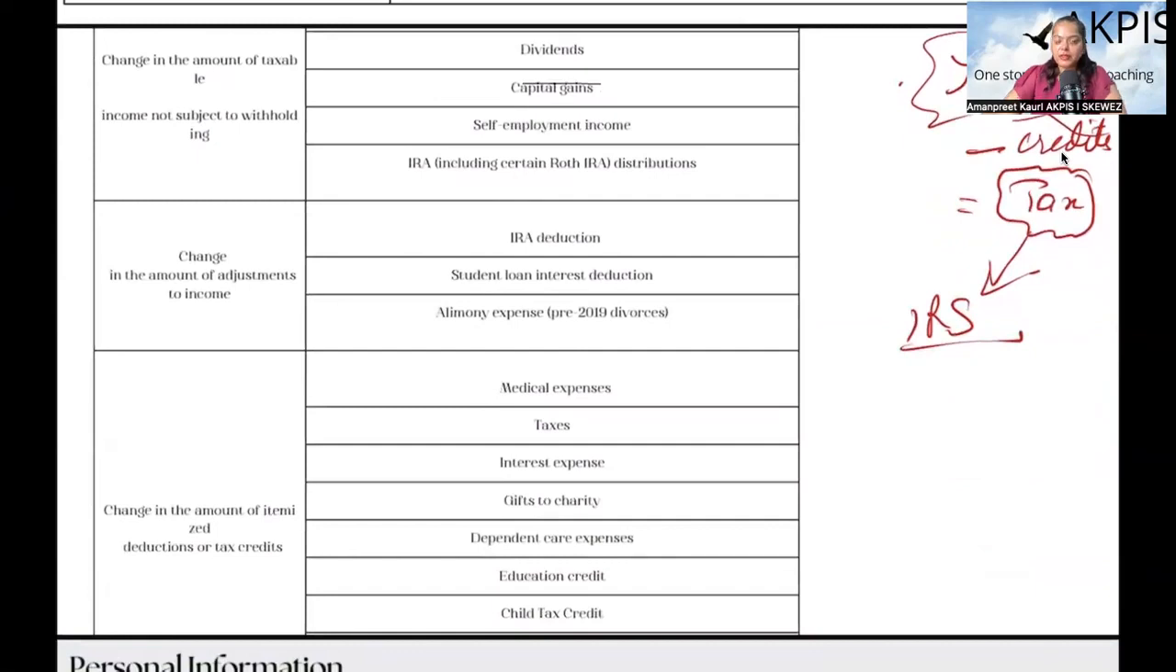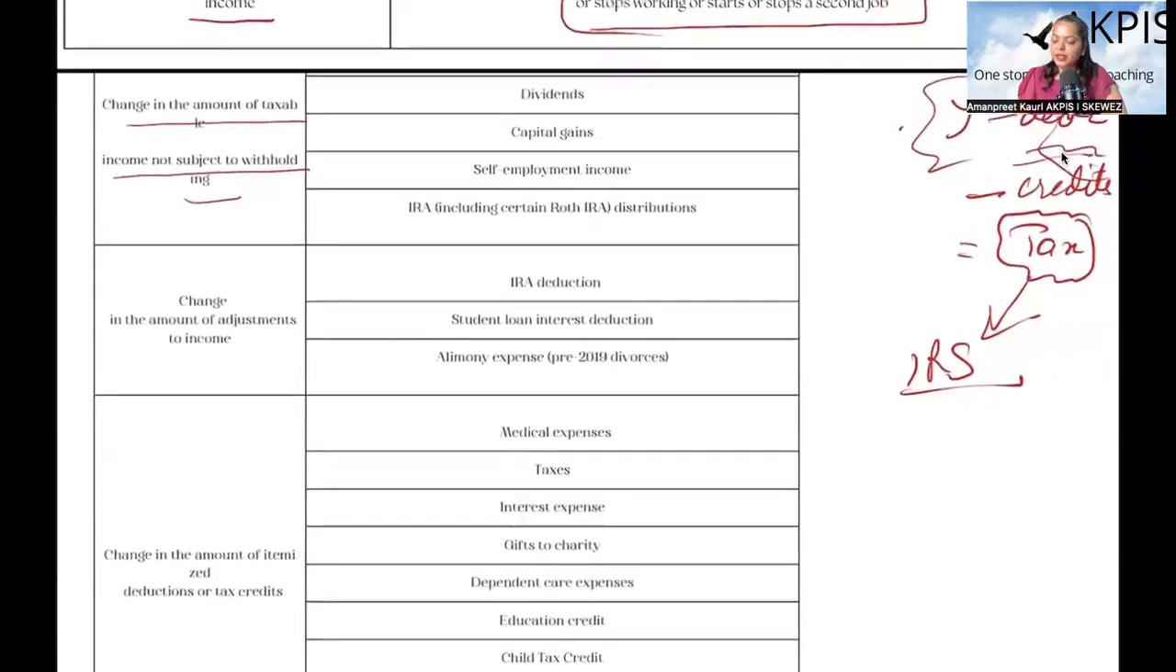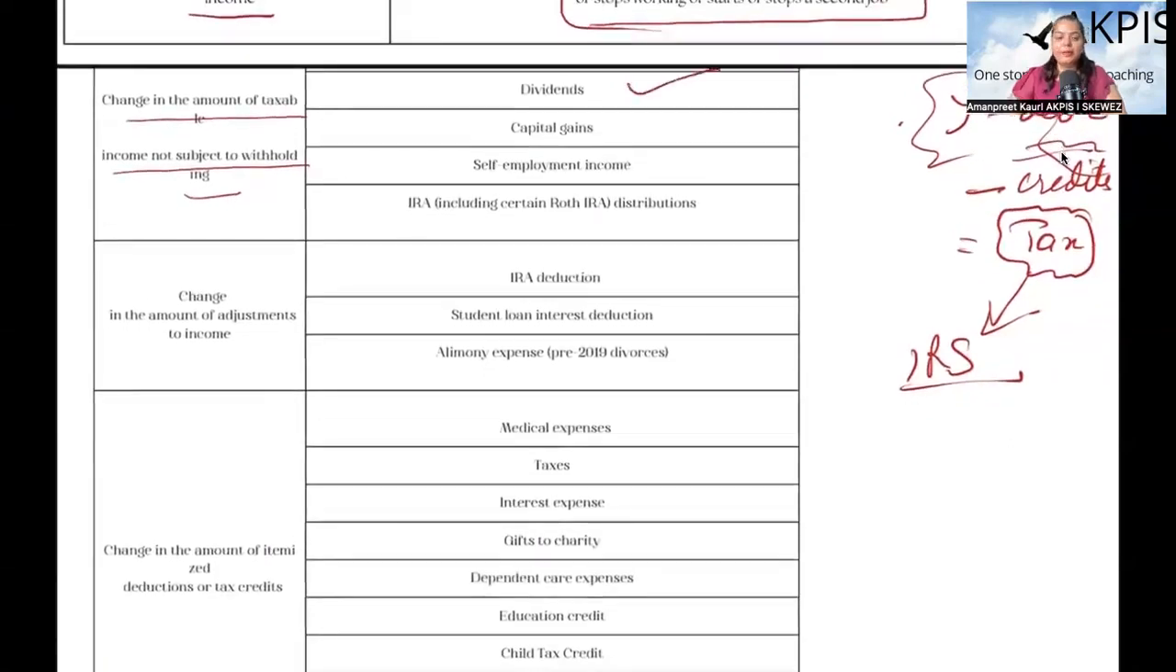Apart from this, change in the amount of taxable income not subject to withholding, right? So your dividends, for example, if you have invested in shares in a particular company, what kind of dividends you have. Capital gains if you sold your property, self-employment income if you are carrying out your business operations, or any kind of distribution by the governing body. If there has been any kind of change in the amount of taxable income which is not subject to withholding tax, you are supposed to have every detail just for the proper calculation of tax, right?